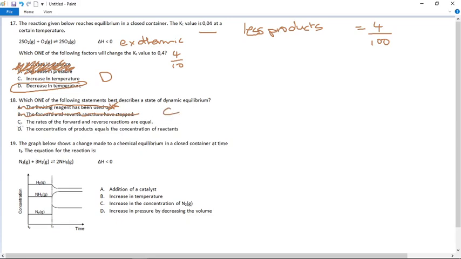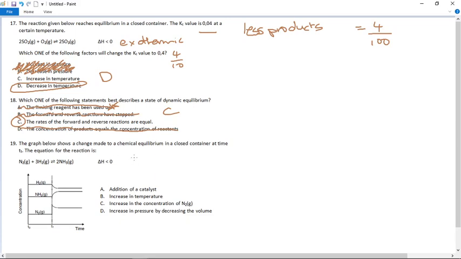This looks correct. C. The concentration of products equals the concentration of reactants. No, you can put anything in your container at any original values and they will just keep changing until equilibrium, and then they can be at any random value depending on what random thing you put in the container to begin with. So the only one that is correct is at dynamic equilibrium, the rate of the forward and reverse reaction are equal.